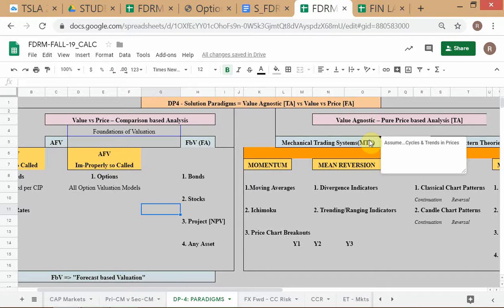In TA, we don't care about all this value. We don't do all this market analysis. I just look at the price and make a projection, just like a surfer. A surfer is just riding the waves. He doesn't understand anything about the physics of why these waves are forming and all that.